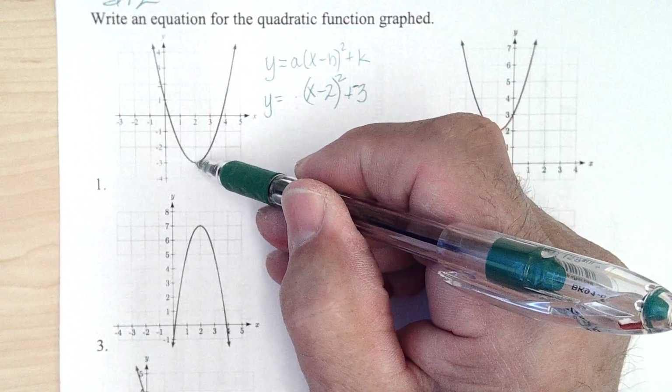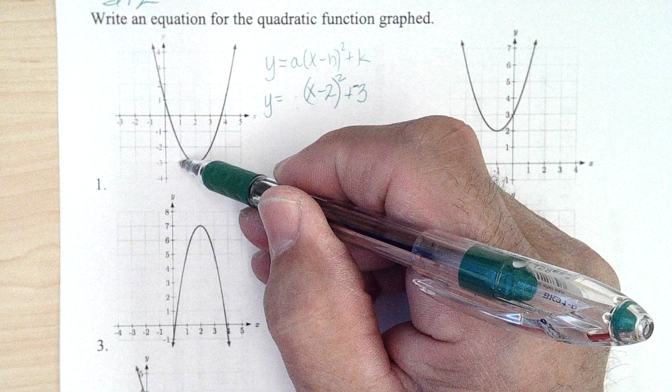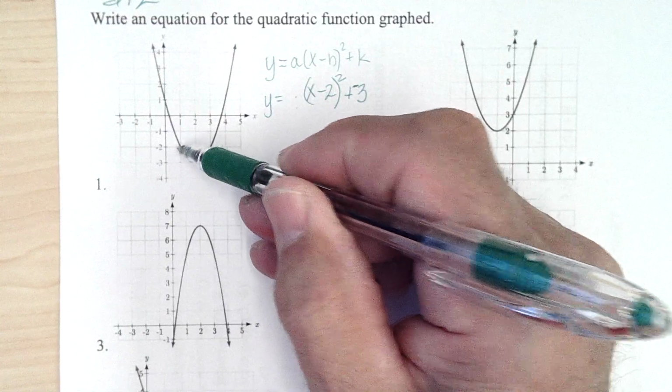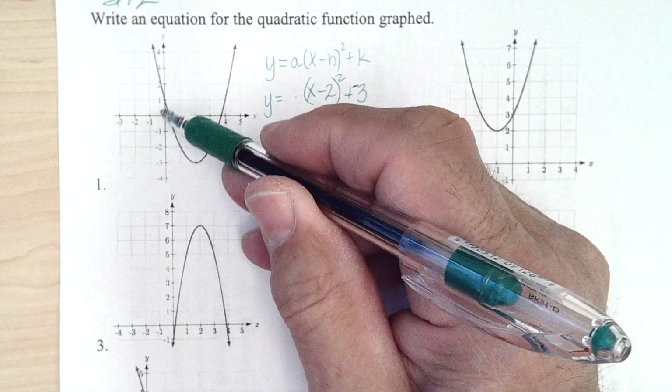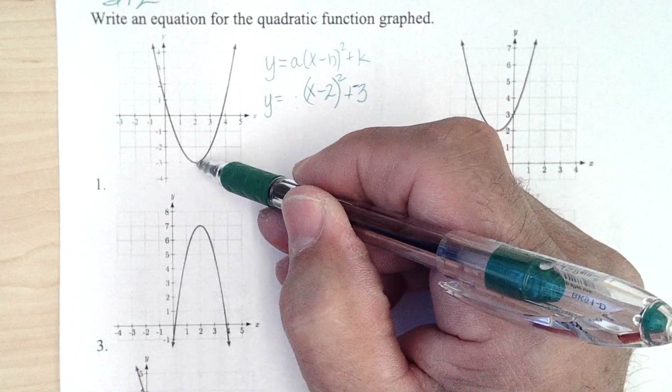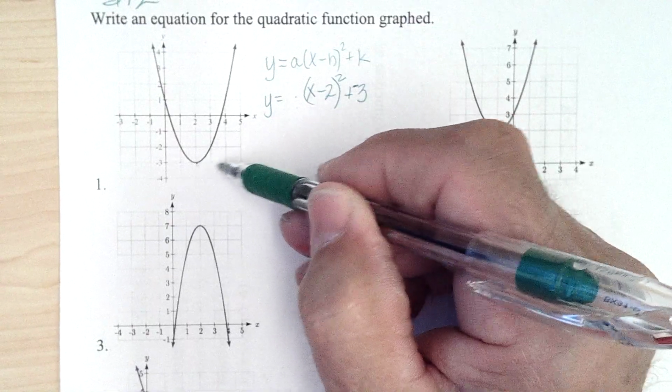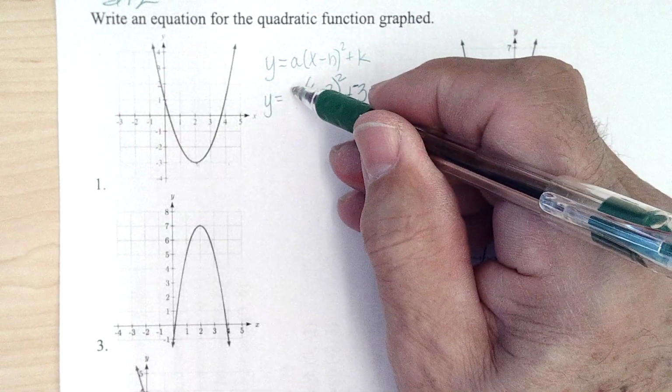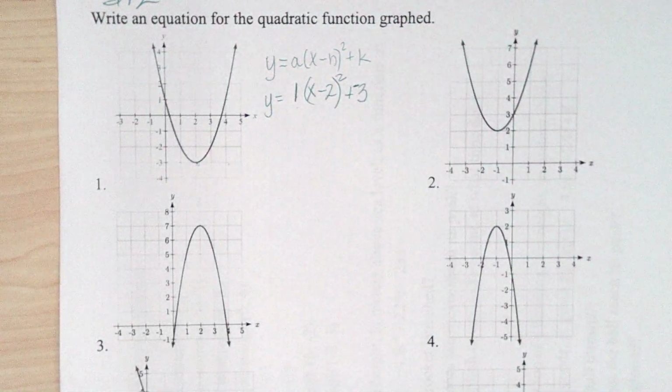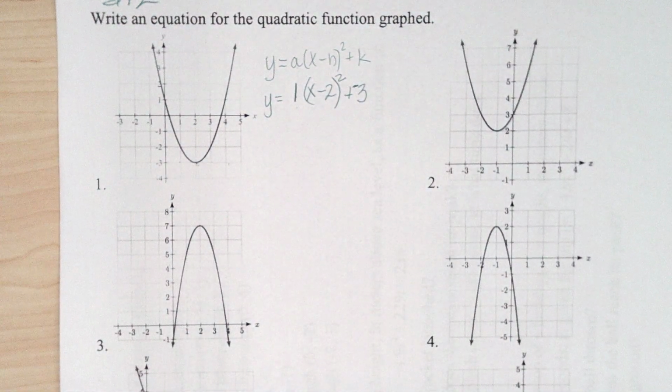And on a normal parabola, if you move 1 off the vertex, it goes up 1. Then you move 2 off of it, it goes up 4, which is what this looks like it's doing. 1 over, up 1, over 2, up 4. So it looks like this is just a 1. That's the easiest way to do this one.